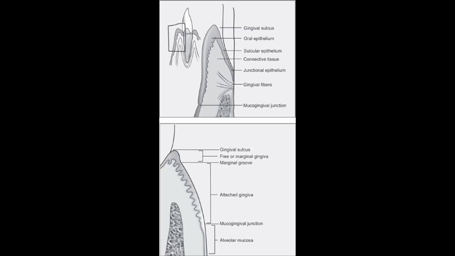In the picture below we can see the outer view of the cut portion. We can see a little portion of the gingival sulcus, the free or marginal gingiva, and below that the attached gingiva. The marginal groove or gingival groove separates the free gingiva from the attached gingiva. Similarly, below the attached gingiva we can see the alveolar mucosa, and the mucogingival junction separates the attached gingiva from the alveolar mucosa. Okay, so I think now you are clear with all those concepts.